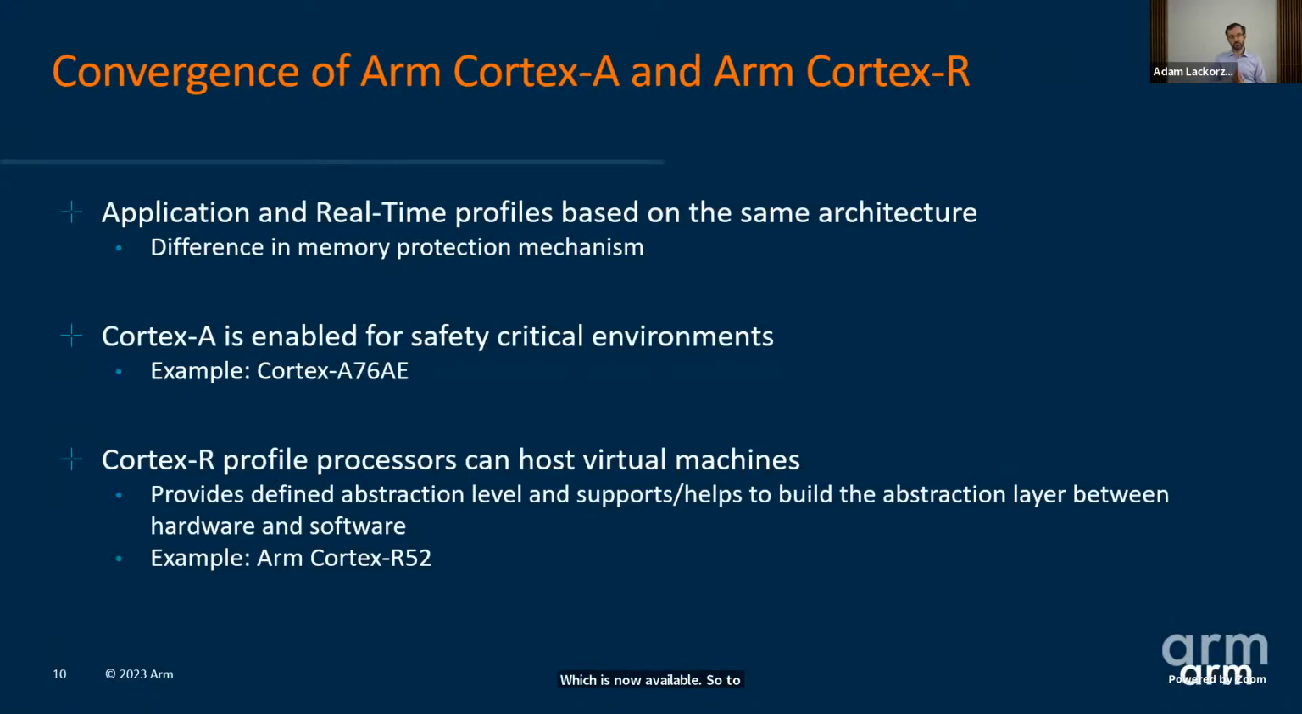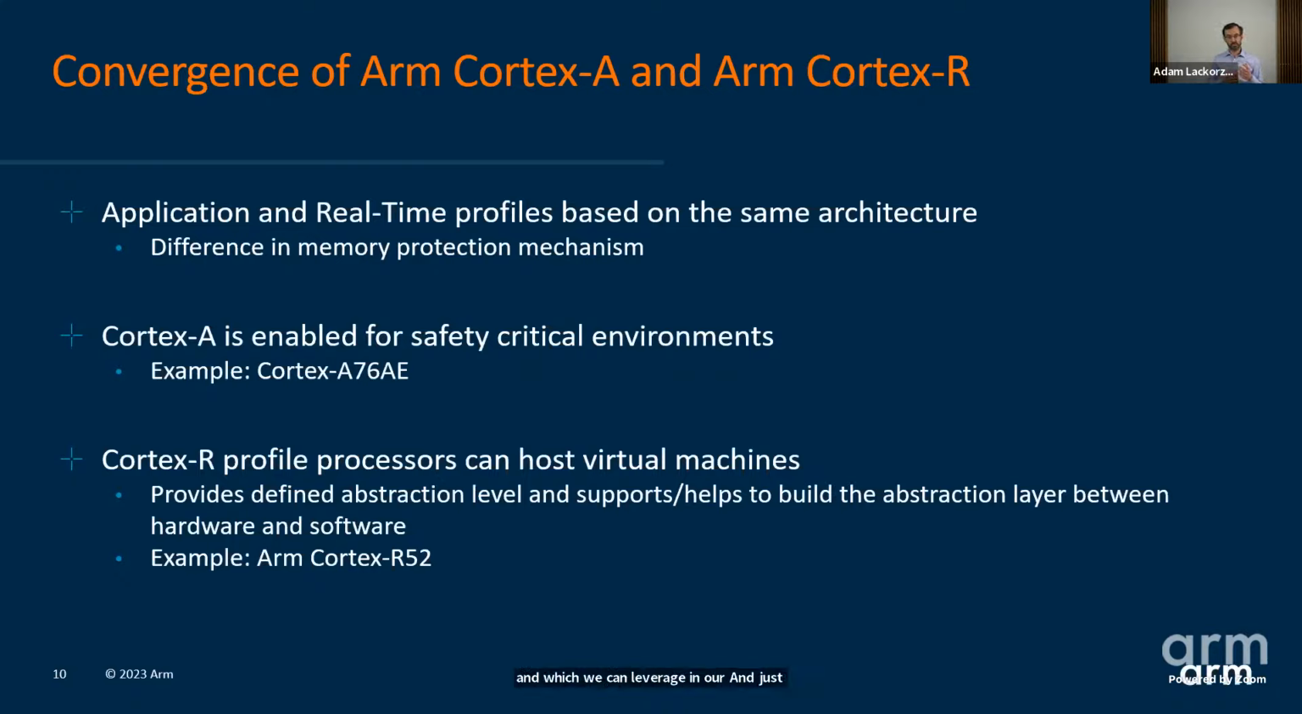So to summarize that, both the Cortex-A and Cortex-R profile processors target different kinds of use cases, but are moving onto each other basically, with only a little difference in the memory protection that can be handled by a software abstraction layer, but otherwise they are based on the same architecture, which we can leverage in our work.